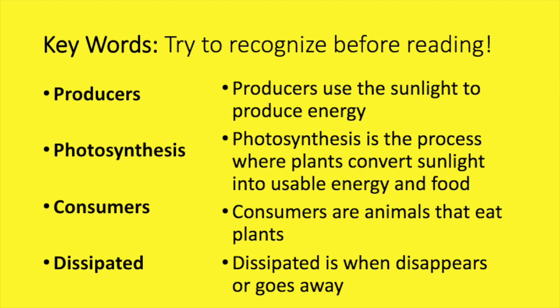Here are some key words that you should try to recognize before reading. Number 1, producers. Producers use sunlight to produce energy. Photosynthesis. Photosynthesis is the process where plants convert sunlight into usable energy and food. Consumers. Consumers are animals that eat plants. Dissipated. Dissipated is when something disappears or goes away.